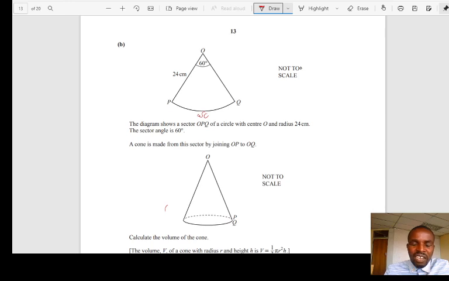Because to find the volume, you need the radius and you need the height. Take note of that. You need radius and height. Since this one is still 24, that's the slant length, right? Take note of that, because OQ is still 24 centimeters. So the height of the cone will be this one.